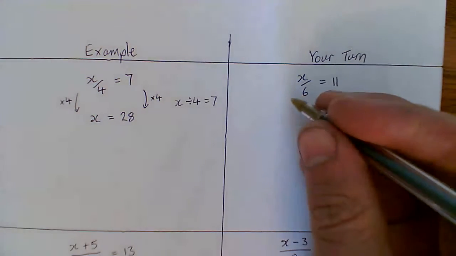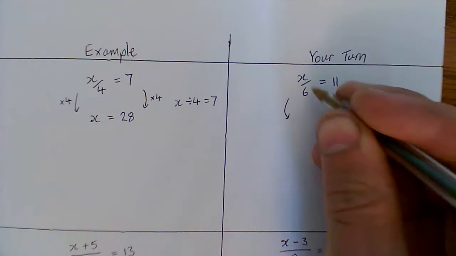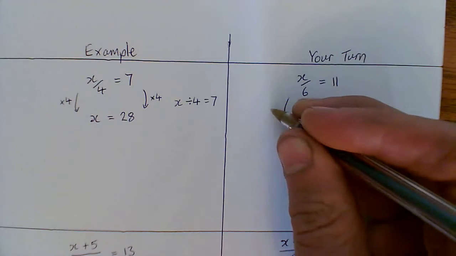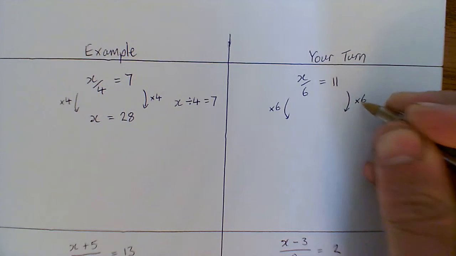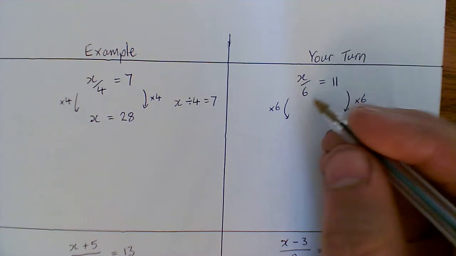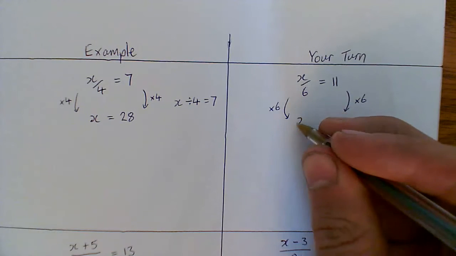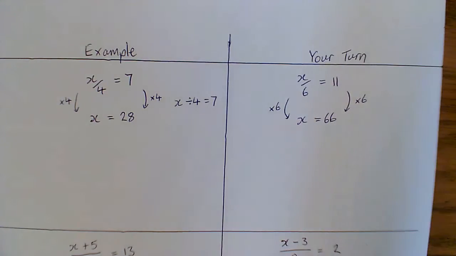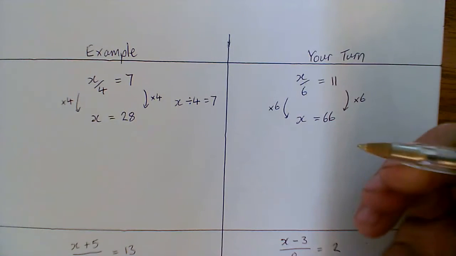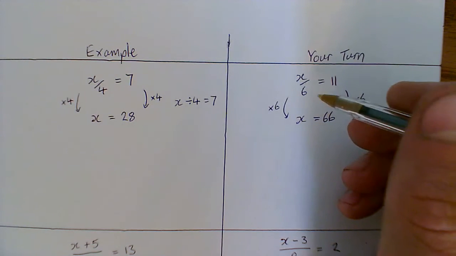So, answer to this one here. We have a divide by 6 on this side, so the opposite is to times by 6. This side times by 6, well, x divided by 6 times by 6 just gets us back x. 11 times 6 is 66. So far so good. That element of working with fractions is not too bad, so long as you understand that it means x divided by 6, it's all nice and straightforward.